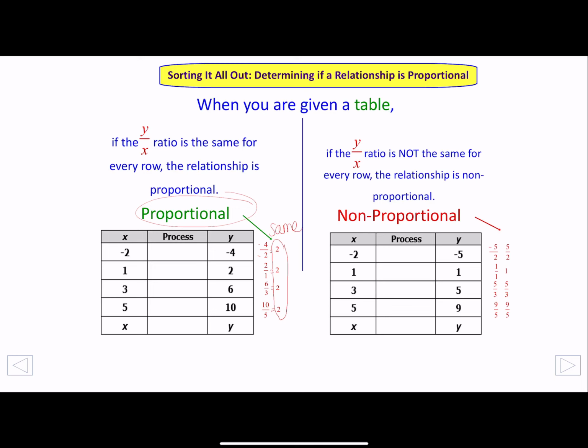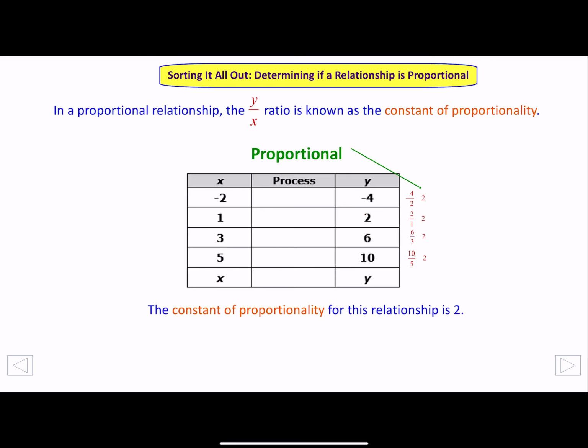Now, what happens when they are not the same? For example, here we have -5 divided by -2, which will stay as +5/2. 1 divided by 1 will remain 1, 5 divided by 3, and 9 divided by 5. Those ratios cannot be simplified any further. Therefore, all of these are not the same, right? So if they're not the same, you have a non-proportional relationship, and we'll talk about those later.